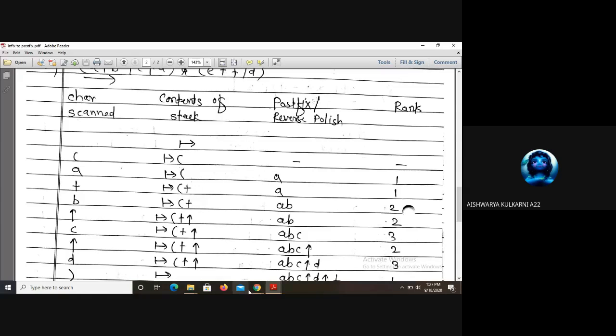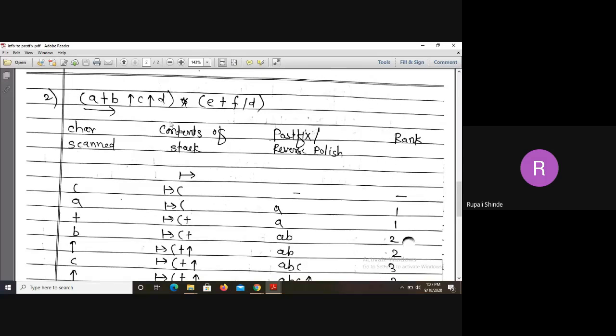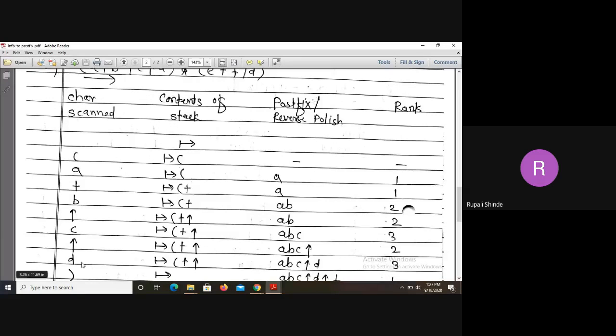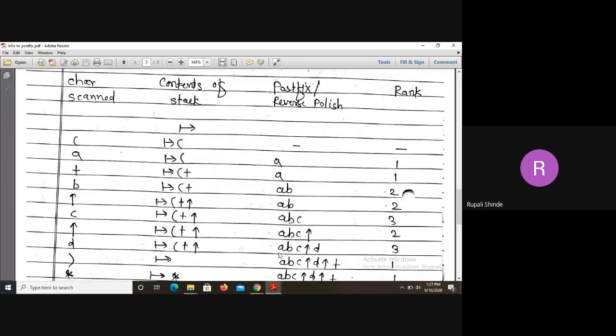Yes, ma'am. Fine. Now the next symbol is D. Again, D is an operand, so we can directly place it into postfix form. D is written here. Again check the rank: 4 minus 1, which equals 3.